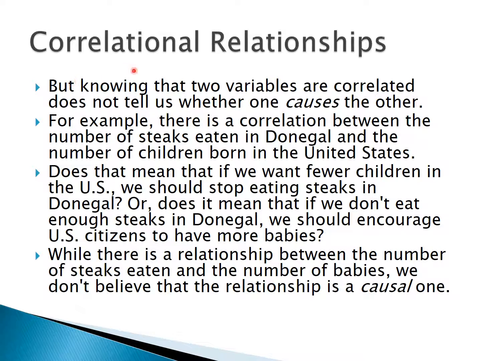Carrying on with correlational relationships, knowing that the two variables are correlated does not mean that one causes the other. The fact that you're good at maths doesn't cause you to be good at music, or the fact that you're good at music doesn't cause you to be good at maths. For example, there is a correlational relationship between the number of steaks eaten in Donegal and the number of children born in the United States. Does this mean that if we want fewer children in the US, we should stop eating steaks in Donegal?